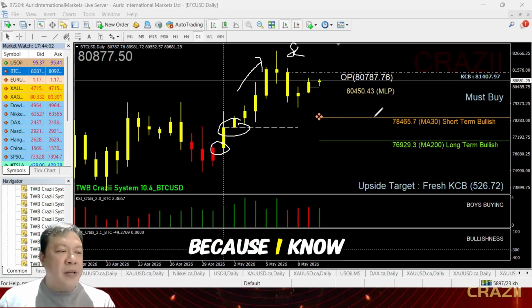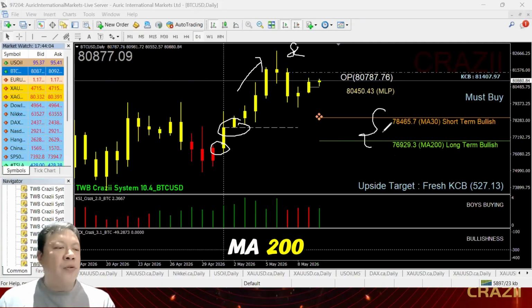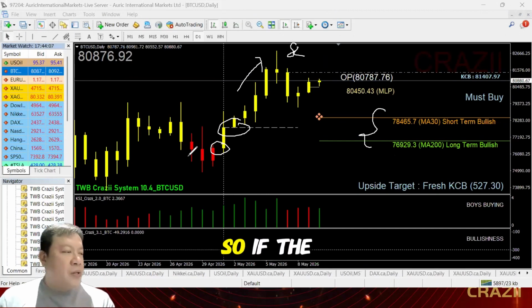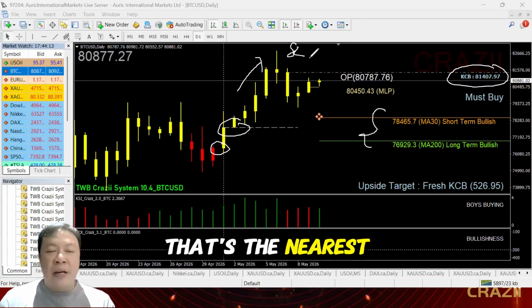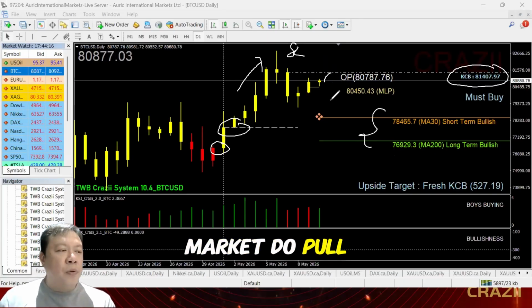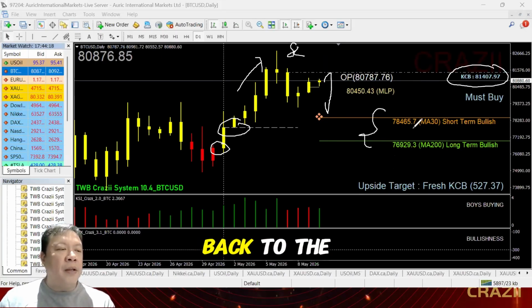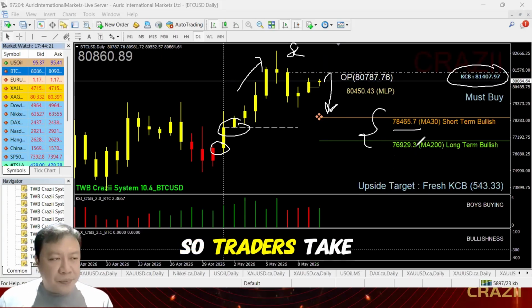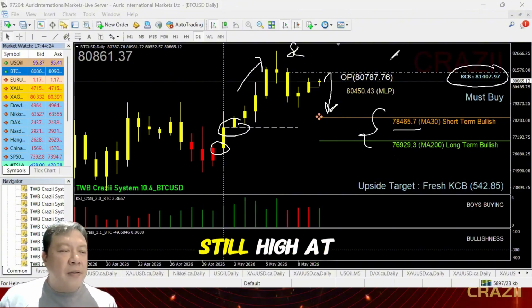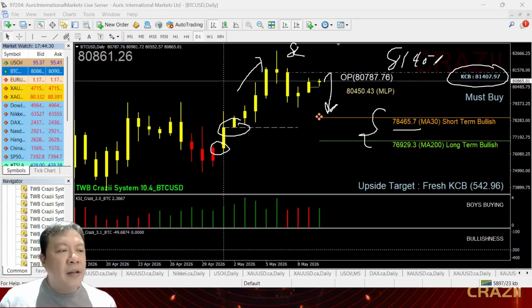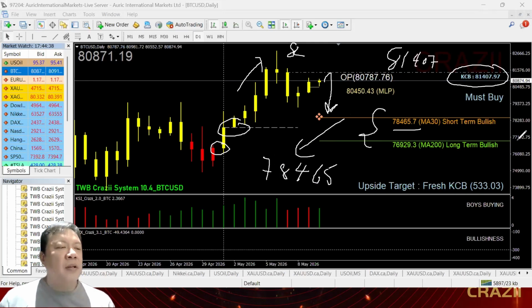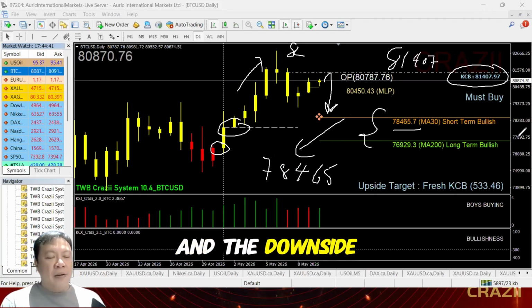The main thing is this, because I know that it's above MA30 and MA200. That's why the market is bullish. Okay, so if Bitcoin goes up, the target will be 81,407 because that's the nearest KCB. But if the market does pull back down, then I suspect it will go all the way back to the MA30. So traders, take note of that. The target is still high at 81,407, while the downside can be as low as the MA30, which is 78,465. Okay, so the upside of Bitcoin and the downside are given to you.